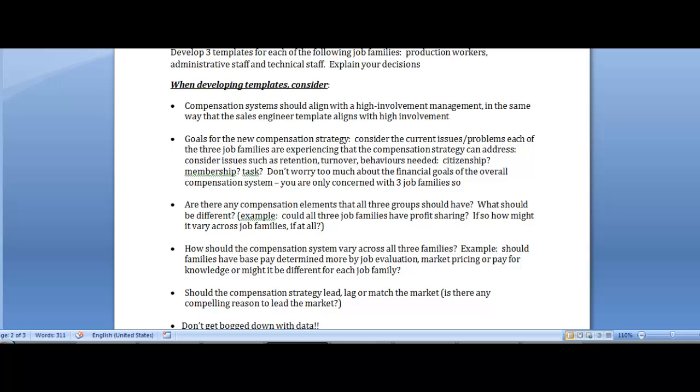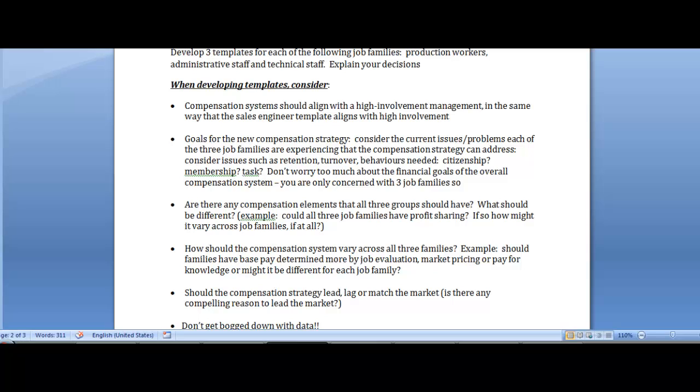So you might want to consider things like: are there turnover issues with any of the groups? Are there retention issues? What are the behaviors that are needed? Do you need more citizenship, membership, task behavior? And again, don't worry too much about the financial goals of the overall compensation system. And don't get bogged down with the data, the numeric data, profit margins, all that stuff.